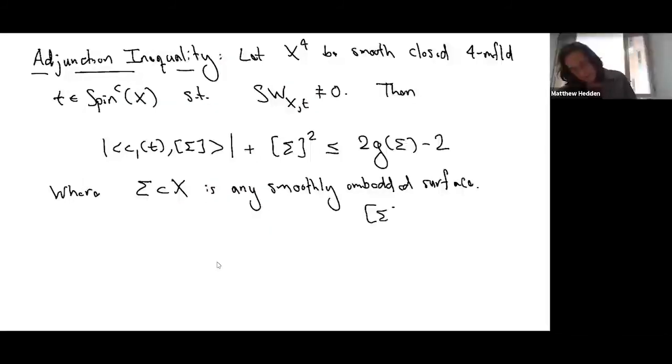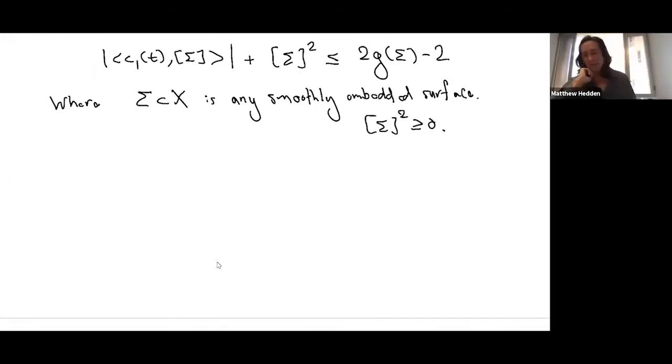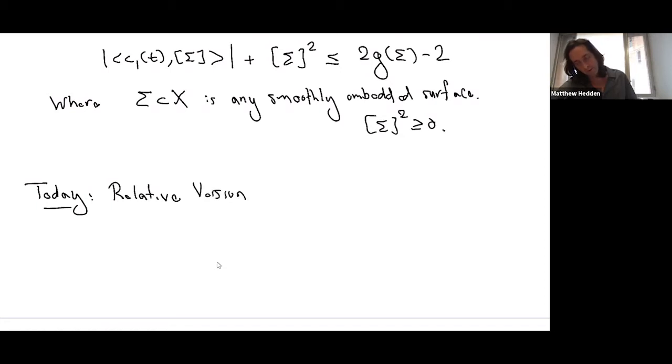And here in the version that I'm stating right now, I'm assuming that the self-intersection is non-negative, although this can be extended to surfaces of negative square as well, but with some cost at the cleanliness. Okay, and so my goal today is to first tell you about a relative version of the minimal genus problem and the corresponding adjunction inequalities that can help solve it.